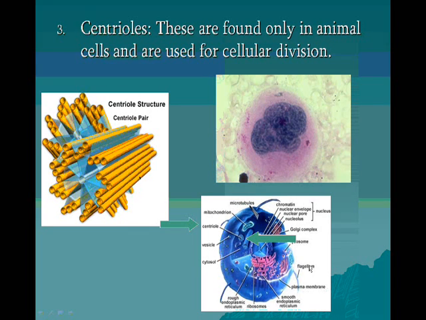An organelle that animal cells have and plant cells do not is a centriole. And to me, the centrioles kind of look like churros. They're found only in animal cells, and they're used for cellular division. So here's a centriole here. This is a centriole from the side, and this is a centriole kind of cut in half. And these are used to send out spindle fibers in cell division.